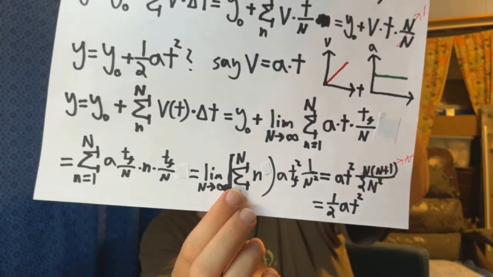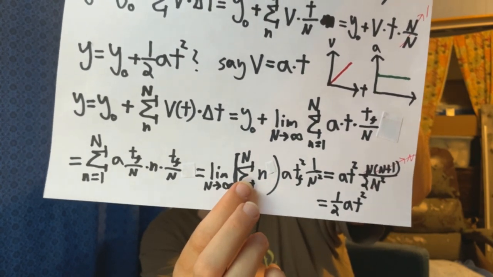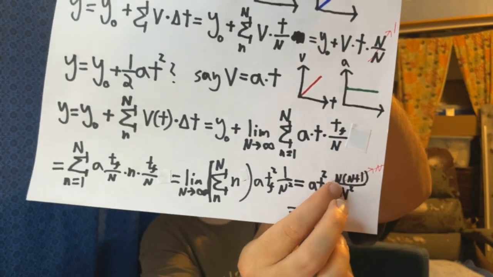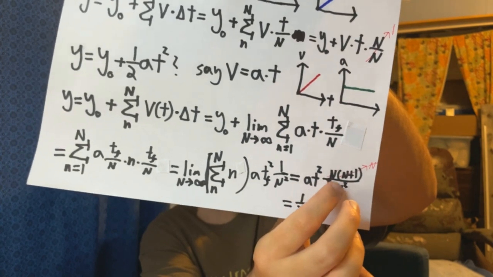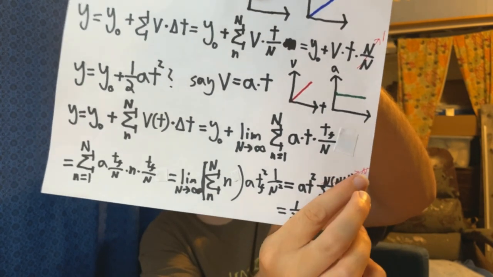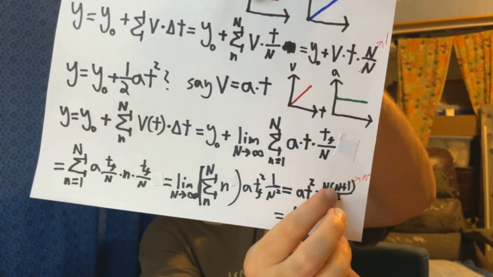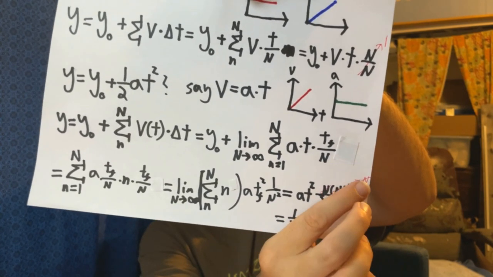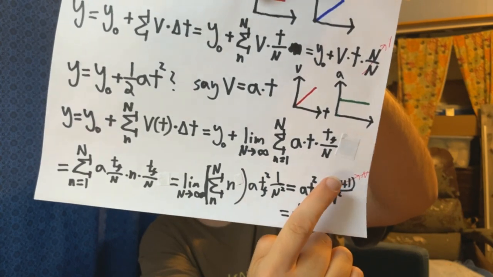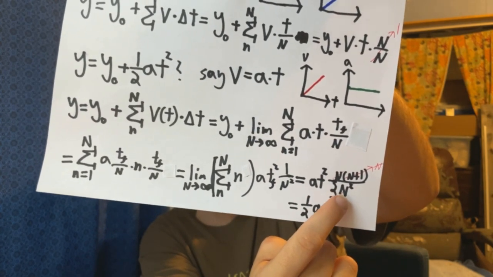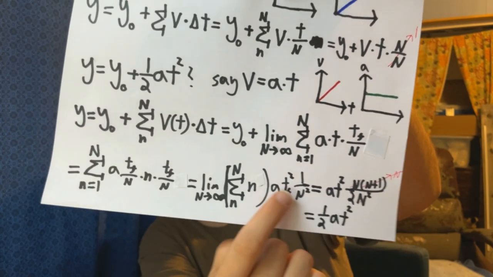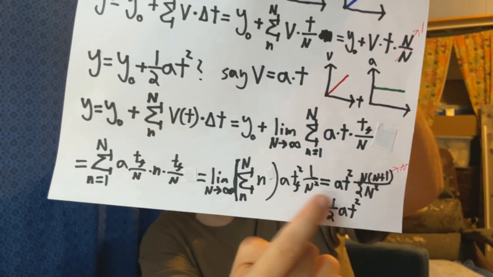The sum over n just ends up being the sum over little n. And there's a formula for that, which is big N times big N plus 1. The only place the limit actually comes in is that, as big N goes to infinity, big N and big N plus 1 are approximately the same. So it becomes big N squared divided by big N squared, and those cancel, and you just end up with this 2 that also comes from the formula for the sum over N. That's how you end up with 1/2 a t squared.